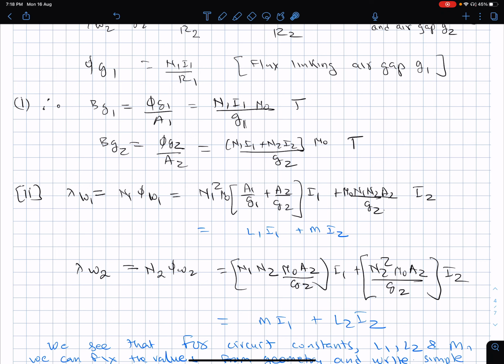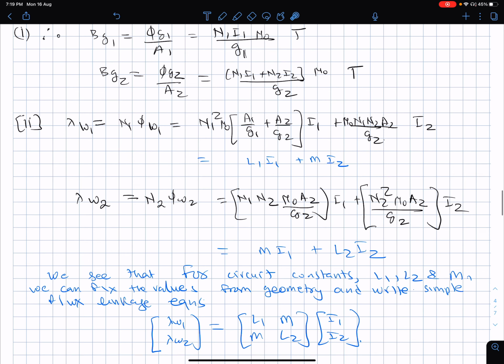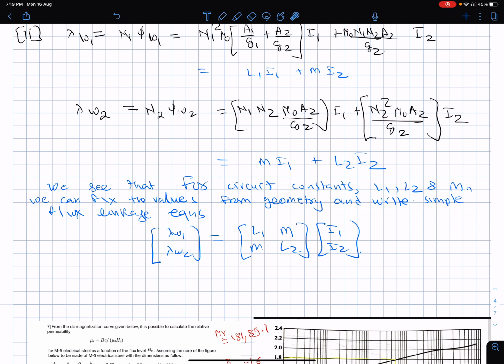Flux linkages are number of turns times the flux linking the coil. And so if you expand it here, then both the currents are acting. You can see that it is like L1, the self-inductance of winding 1, times the current in winding 1 plus the mutual inductance of the two windings times the current in winding 2, and this plus is coming because the two fluxes are additive in nature. Similarly, phi W2 is N2 phi 2, which is going to be equal to M times I1 plus L2 times I2.